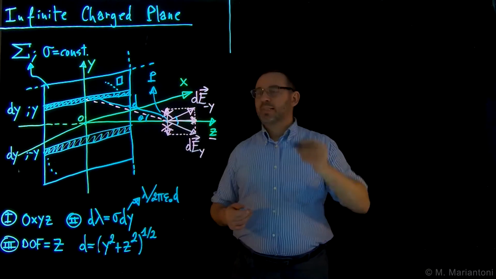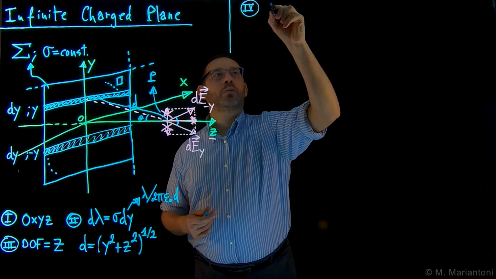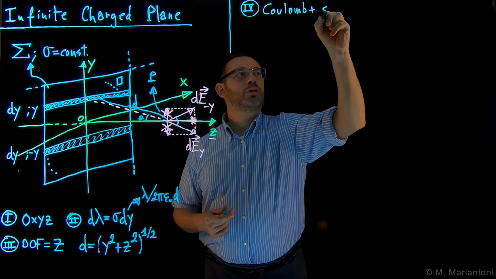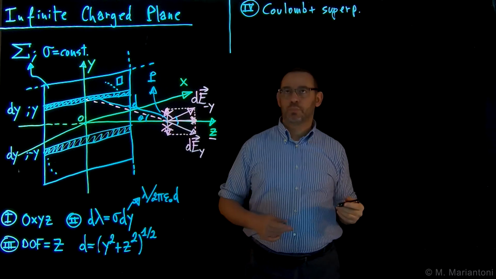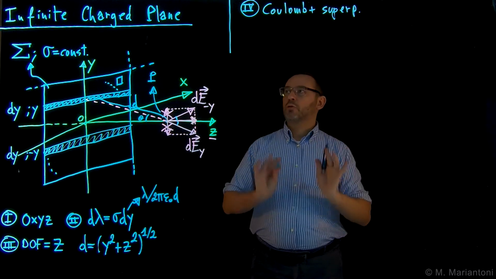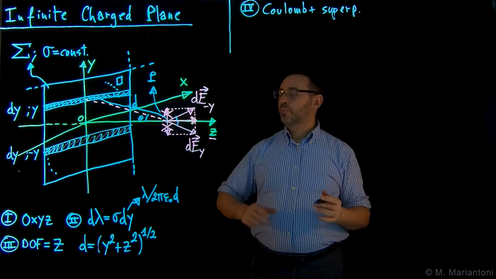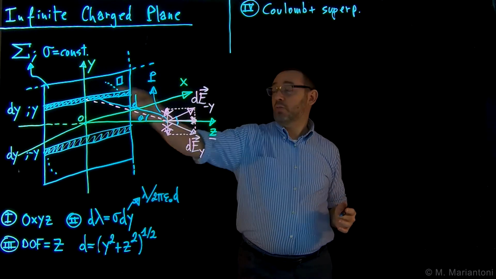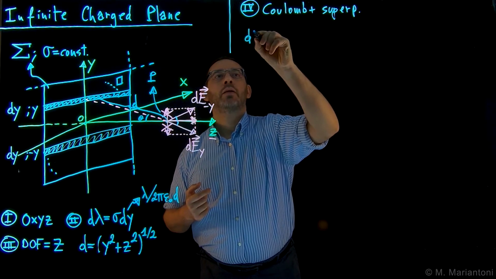Okay, so the next step is step 4, where we quantitatively solve the problem by means of Coulomb's law plus the superposition principle. We want to use Coulomb's law and the superposition principle, as always, which in this case is an integration. So how do we proceed? We already know the result for one of these lines. This is an infinitesimal field, dE.